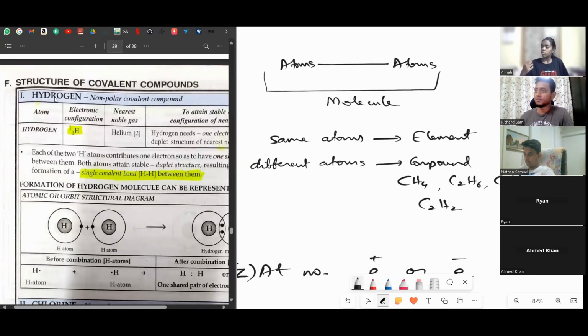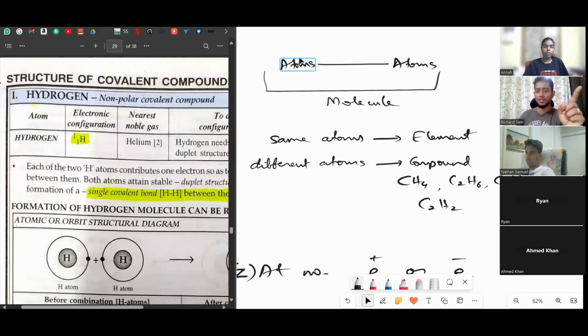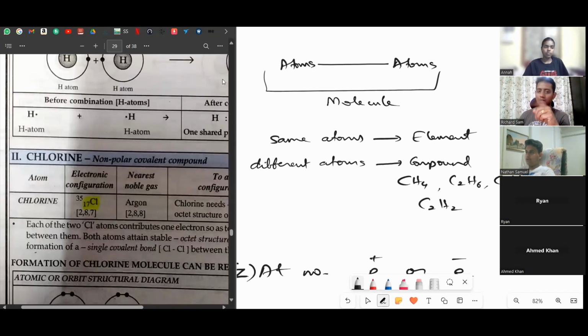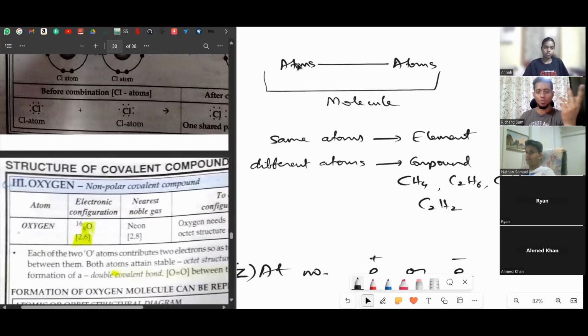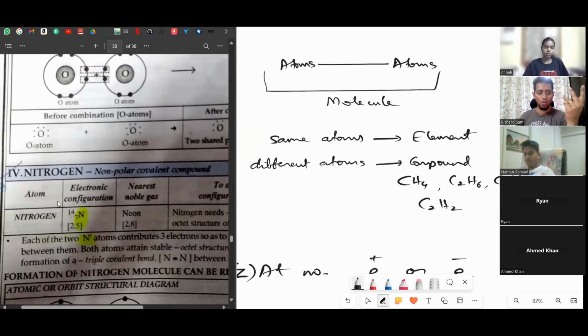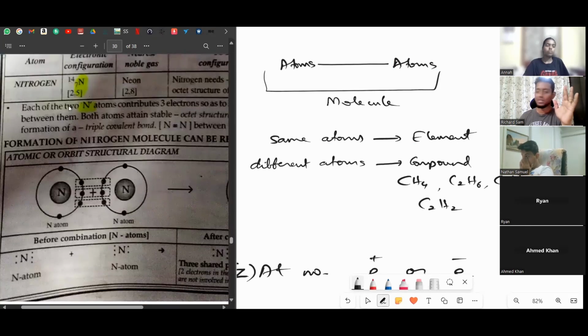First one is hydrogen, that means hydrogen plus hydrogen. Next is chlorine: Cl plus Cl gives Cl2. Then oxygen: O plus O gives O2. Nitrogen: N plus N gives N2. So these were all elements, 4 elements. What are the 4 elements? Hydrogen, chlorine, oxygen, nitrogen. That's it. So 4 elements, and we're going to see 4 compounds.